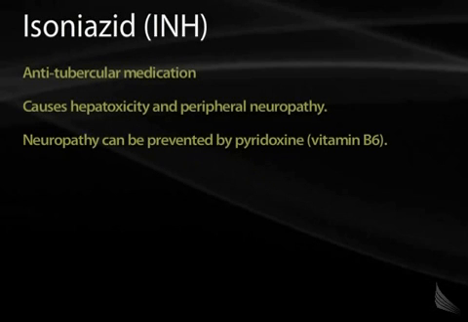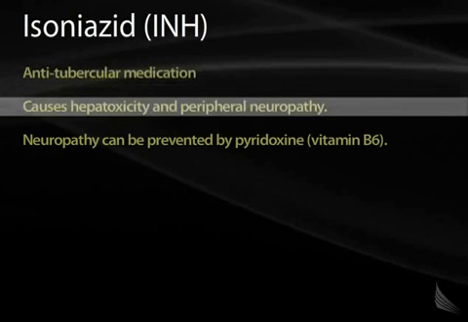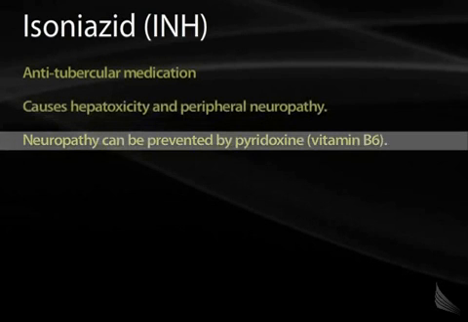Another common medication that has specific side effects is isoniazid, which is an anti-tuberculosis medication. It can cause hepatotoxicity and peripheral neuropathy. The peripheral neuropathy can actually be prevented by giving the patient vitamin B6. Most patients that are on INH therapy for TB should be on vitamin B6 for prevention.